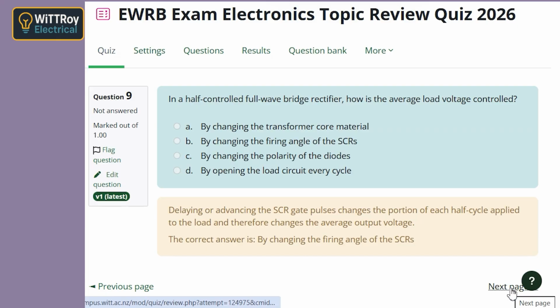I see, so the answer is by changing the firing angle of the SCRs. Good. Now the answer follows from the operation rather than from guessing. Delaying or advancing the SCR gate pulses changes the portion of each half cycle applied to the load and therefore changes the average output voltage. Following the firing angle through one half cycle makes it much less abstract.